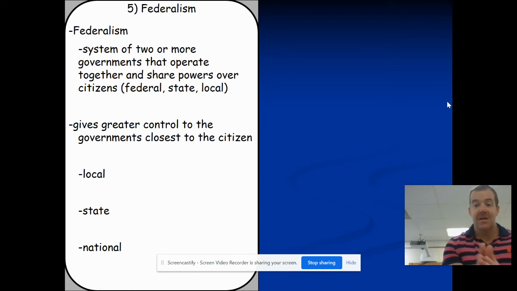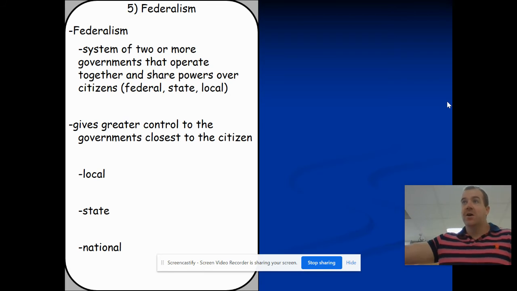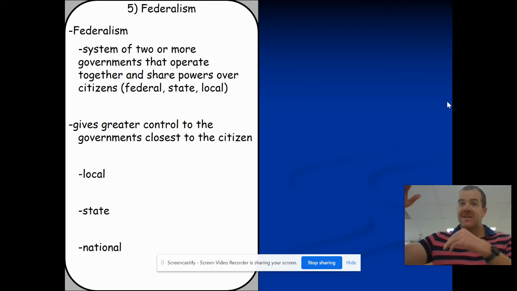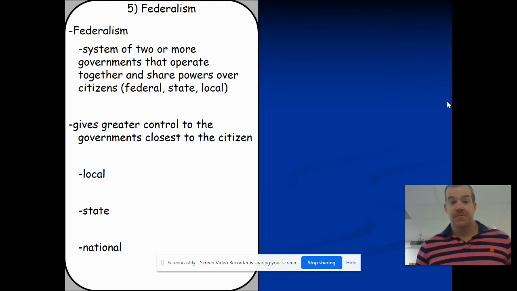But the idea behind federalism is that there's a national government, and then under that you have a state government, and then under that a local government.